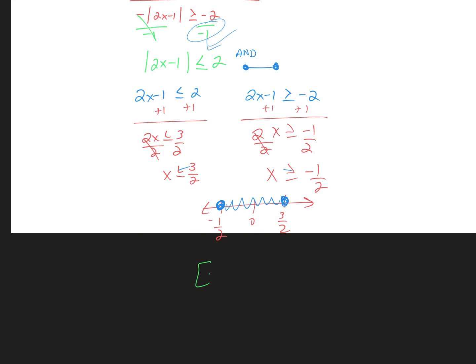Bracket, -1/2, comma, 3 over 2, and a bracket. Good.